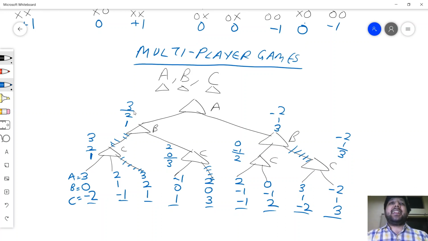And think like A. So do I prefer a 3 or I prefer a -2? Definitely I prefer a 3. So it's 3 to 1. So A will first choose this, then B will choose this, and then C will choose this. Everybody is maximizing their own returns. In fact, this happened to be a good example accidentally. Everybody is getting good returns. Now, this is theoretical.